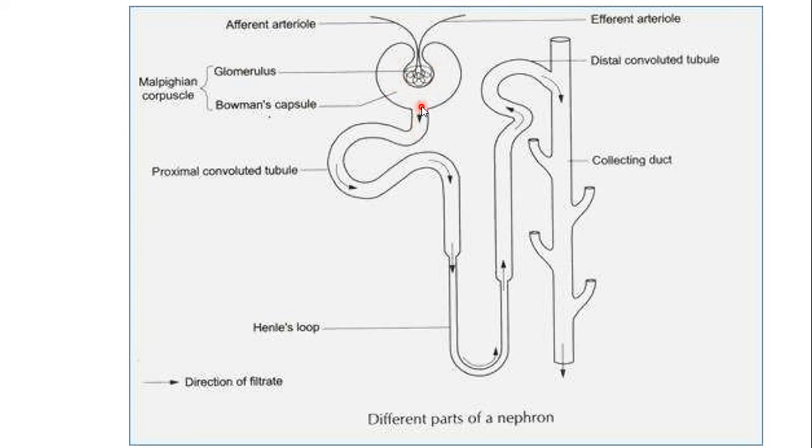Now you see these arrows, right? The arrows are showing us the direction of the filtrate. This one right here is called the proximal convoluted tubule. Here we have Henle's loop. And if we go here, this is the distal convoluted tubule, and then we have the collecting duct. So these are different parts of a nephron.